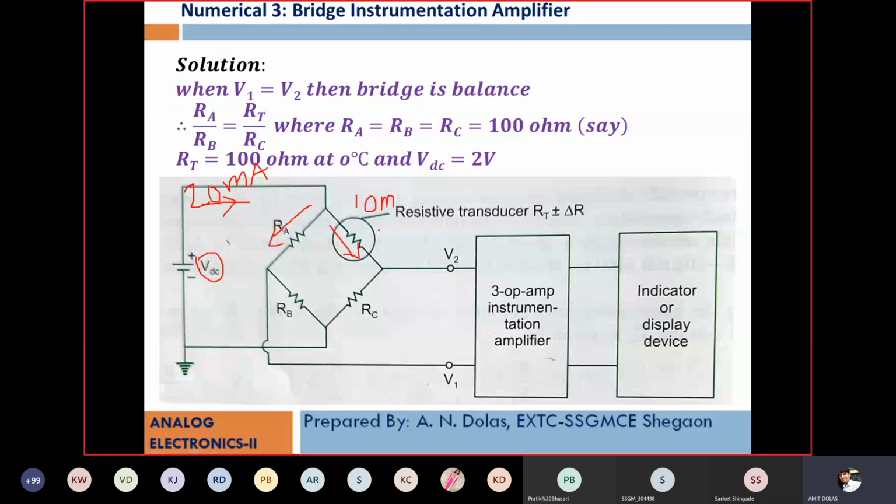Say this RT, if 10 milliampere has to pass here, it is 100 ohm, and 10 milliampere this side, this will be 100 ohm.